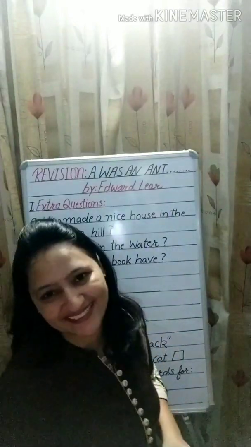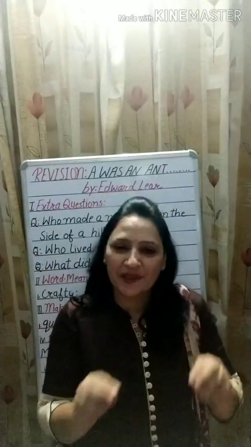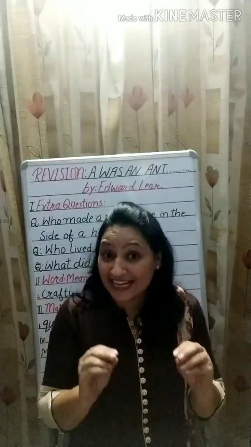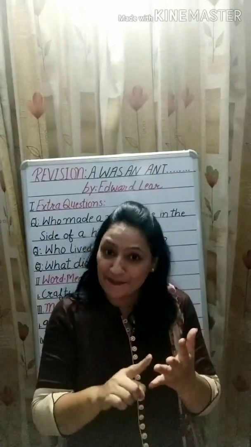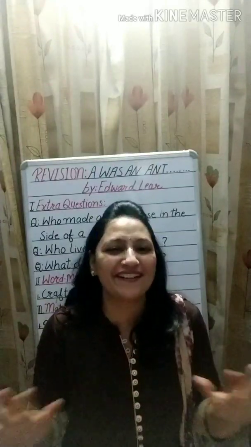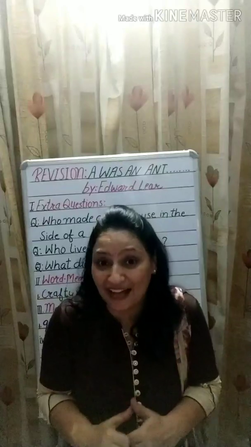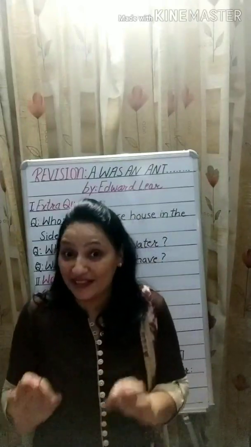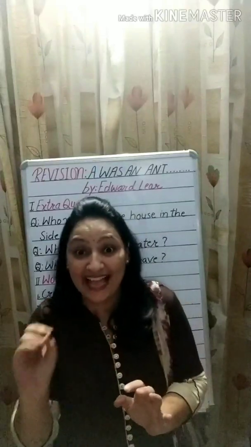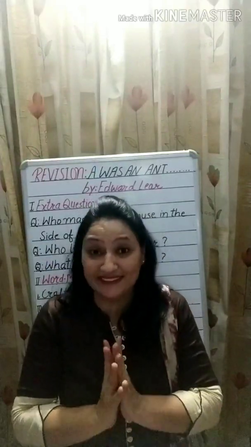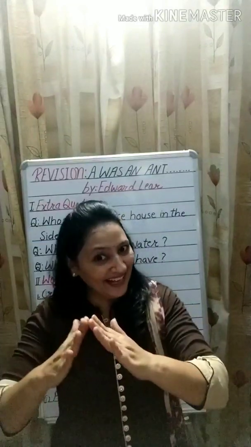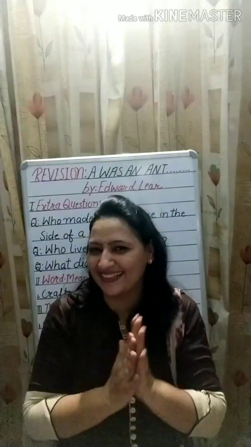So my dear student, in this poem, the poet gave a description of English letters A, B, C, D and E in a very funny way that made us laugh. According to him, English letter A was a nice little ant who seldom stood still and made a house in the side of a hill. I hope it is clear to you.